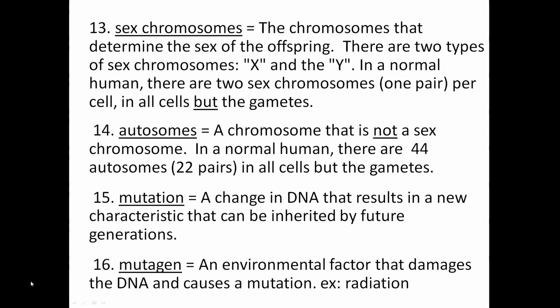Number 14, autosomes. These are all your chromosomes that are not your sex chromosomes, so in spots 1 through 22. 15 is a mutation. This is any change in DNA that results in a new characteristic. And that new characteristic can often, if it is happening in the gametes, be inherited by future generations. Number 16, a mutagen is something that's going to cause a mutation. It's typically an environmental factor like radiation or pollution, something that's going to damage the DNA and cause a change in that DNA.